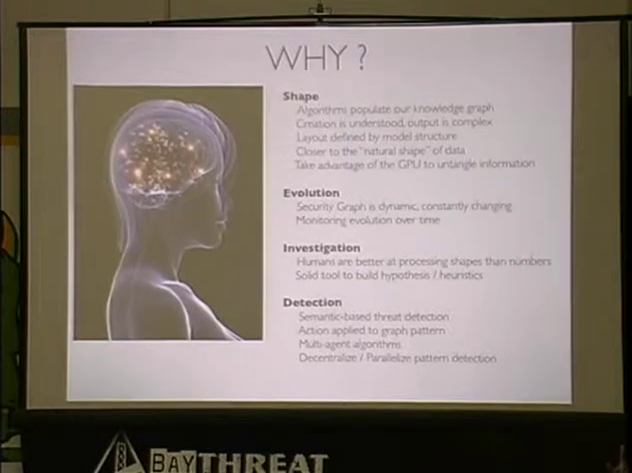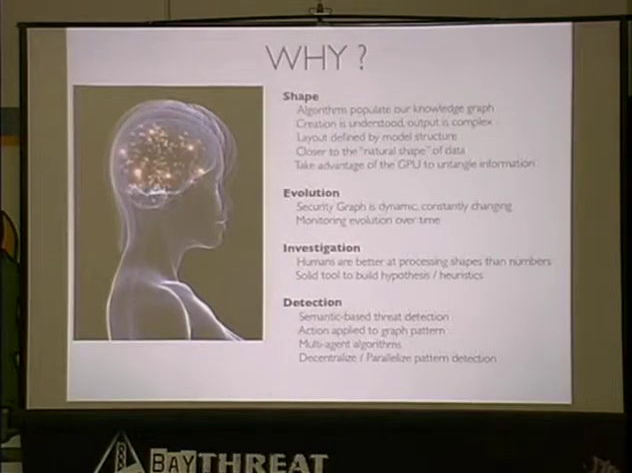So we need a layout to look at something when we have no idea what shape it has, right? We need a layout that is defined by the model structure, and this is why we use this. It's closer, I would say, to the natural shape of the data, right? Because you treat information as matter. And of course, we take advantage of the GPU to do that.